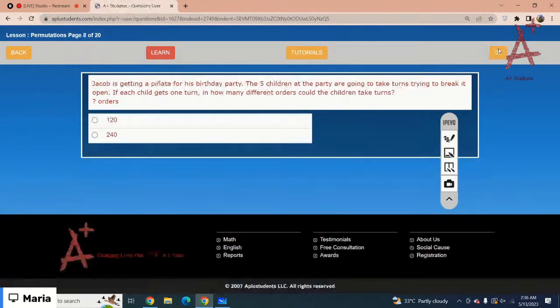Jacob is getting a pinata for his birthday party. The 5 children at the party are going to take turns trying to break it open. If each child gets one turn, in how many different orders could the children take turns? So, which is the correct option? 5 factorial, and 5 factorial means, yes, it would be 120.